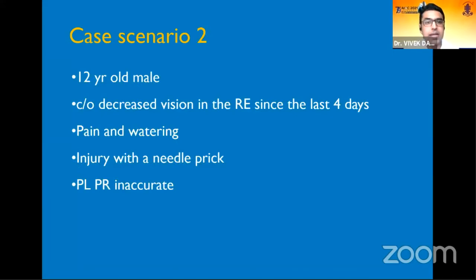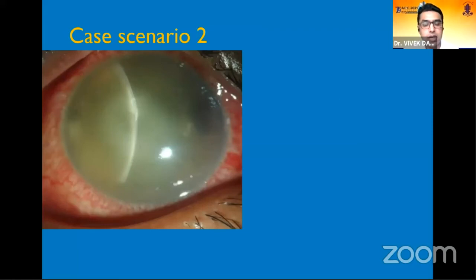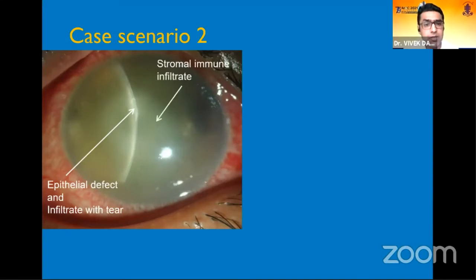A second scenario. A 12-year-old male again, complains of decreased vision in the right eye since 4 days, pain, watering, injury with a needle prick, and PL/PR inaccurate presentation. So this is again how the cornea looked. Epithelial defect with infiltrate and a tear. Again, a stromal immune ring.